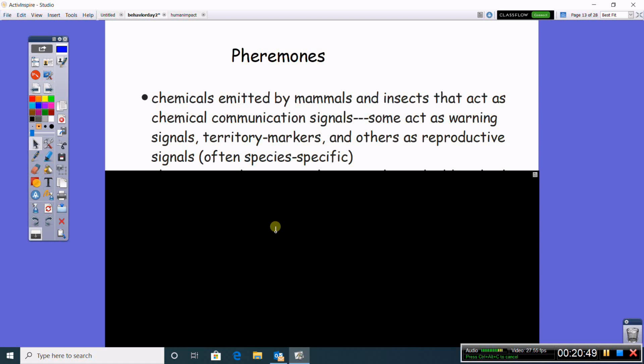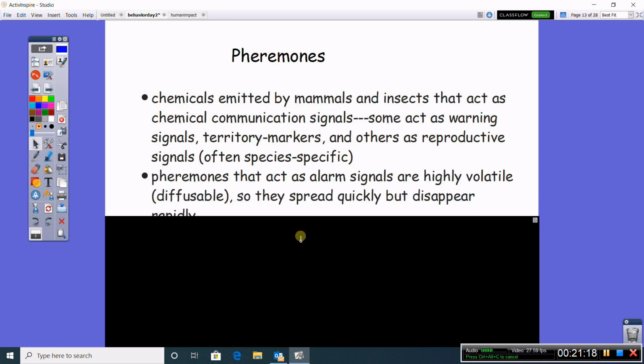Okay, so pheromones are chemicals emitted by mammals and insects that act as chemical communication signals. So they might be for a warning, they might be to mark territory, or they might be there to attract a mate. And they are often species specific. So what's kind of neat is depending on what the pheromone is supposed to do, that will usually dictate what kind of chemical is involved.